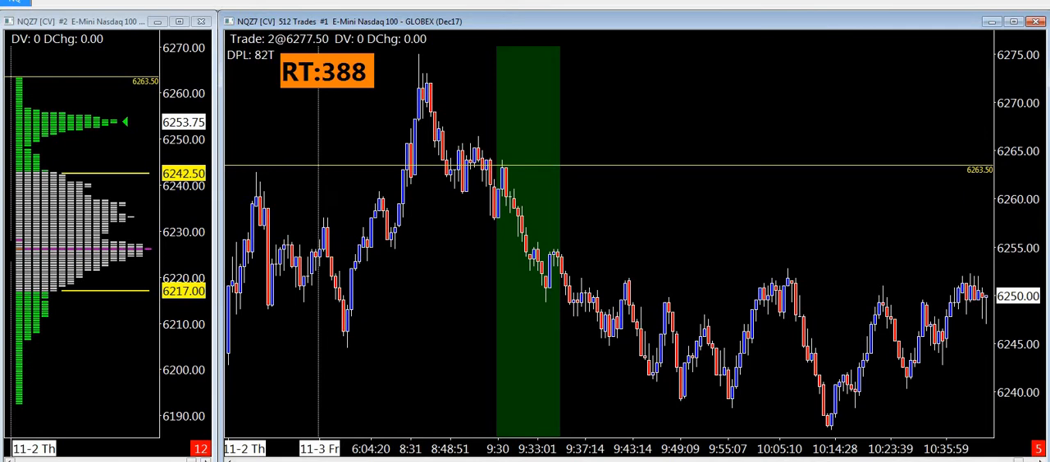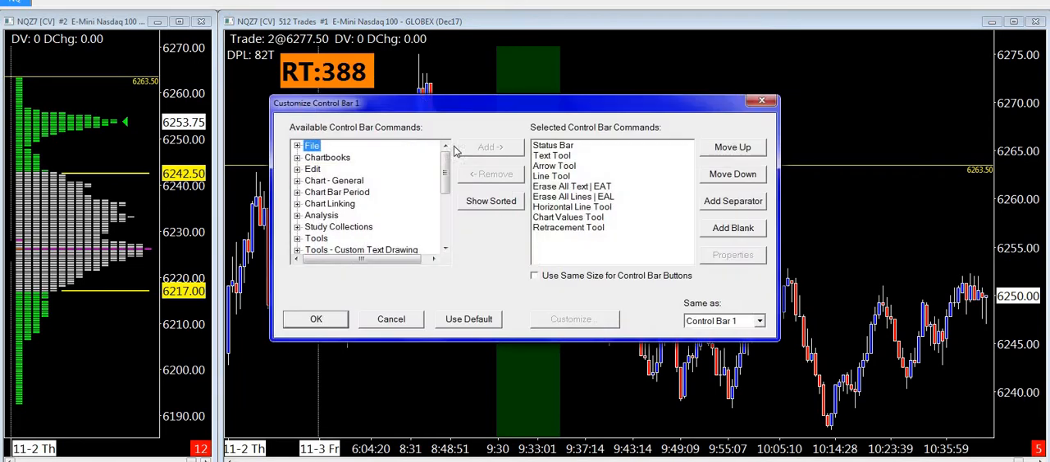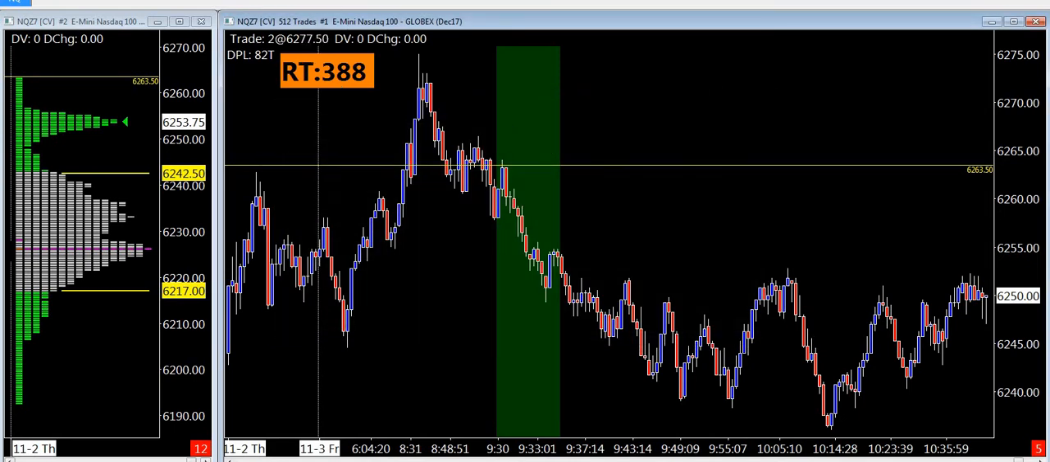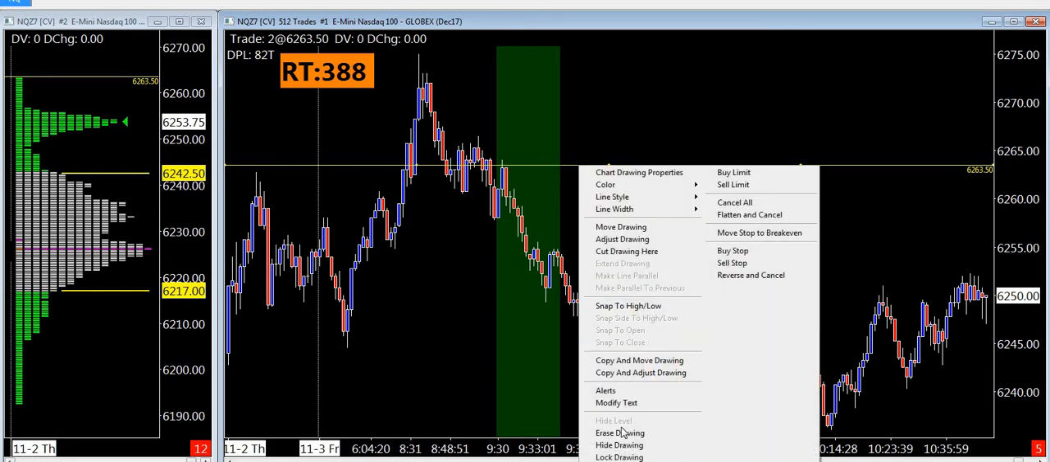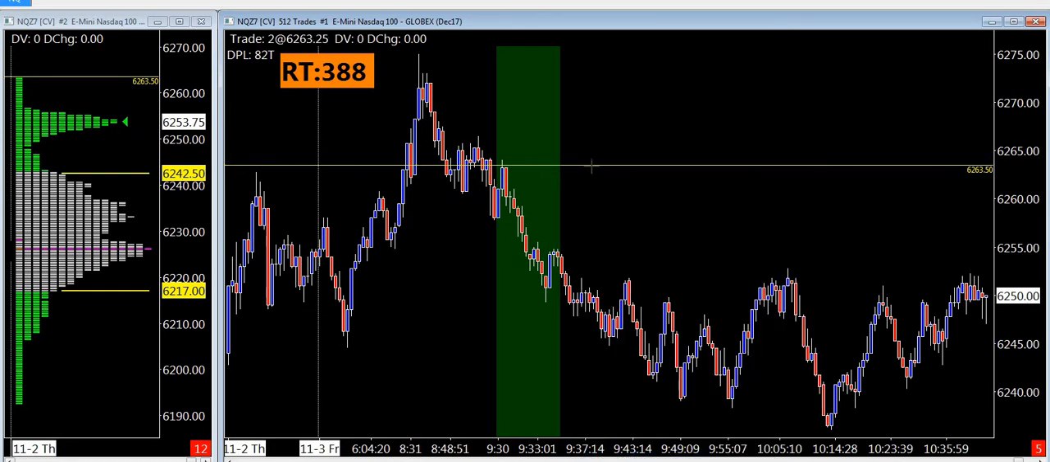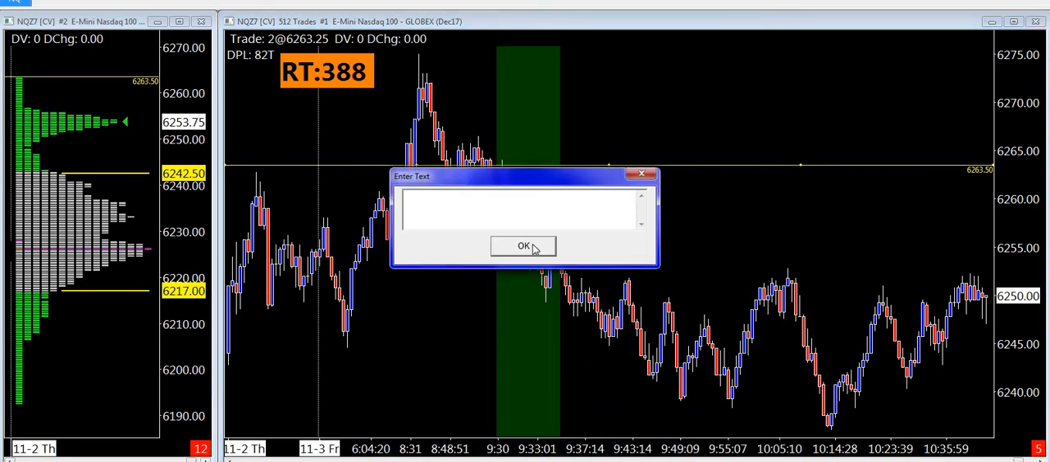If you're using Sierra Chart, what you can do is up on top here, if you right click and you've got a custom bar, you go to tools and you look for, I guess that would be a horizontal line, and you just add it over to here and it'll appear up there. And then after you put your line on a chart, you right click on it, you press lock, you right click on it again, and you put in modify text, and you can put in here extreme.